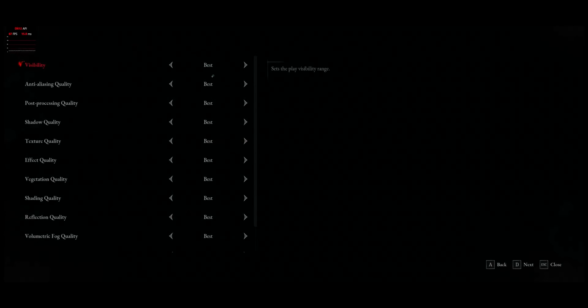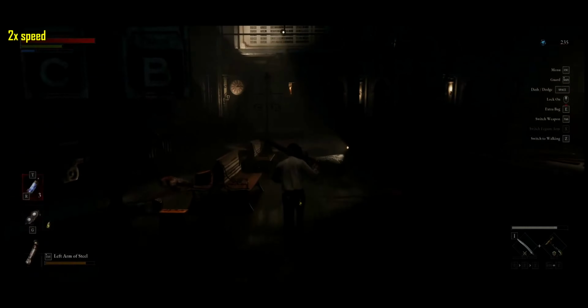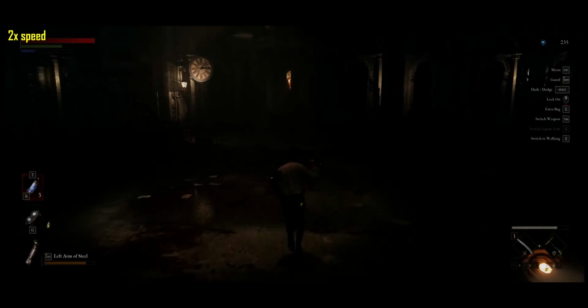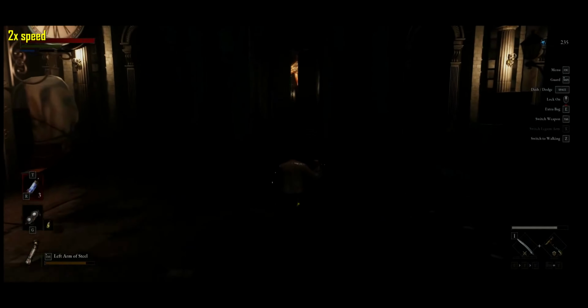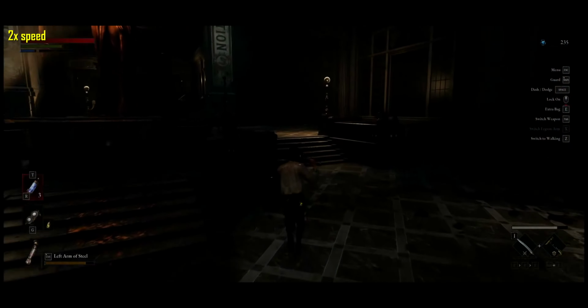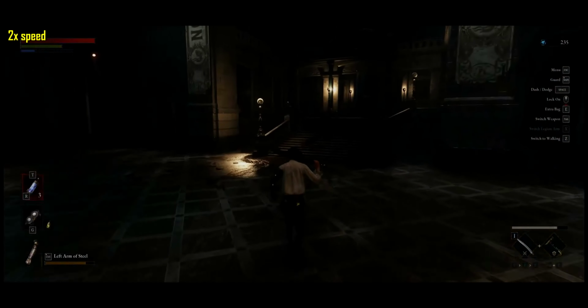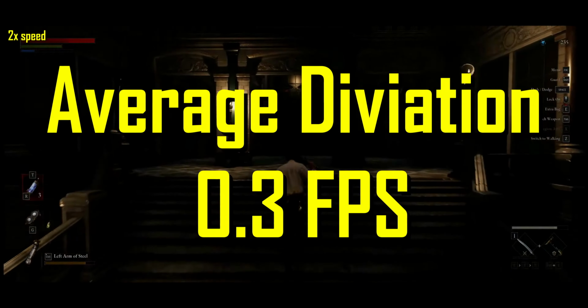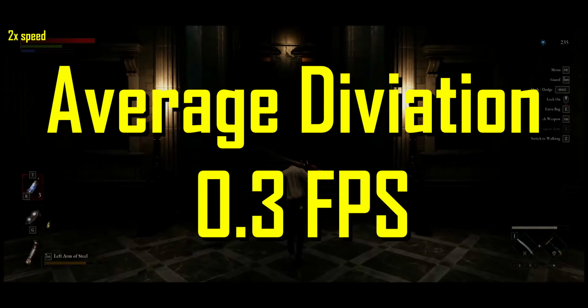As for the test path, due to this game's very aggressive autosave and no manual save, I have to run a circuit, where I start at the station platform, run into the station proper, go to the far door and turn back, running the opposite side from the way I came. I saw an average deviation of 0.3 FPS between runs.